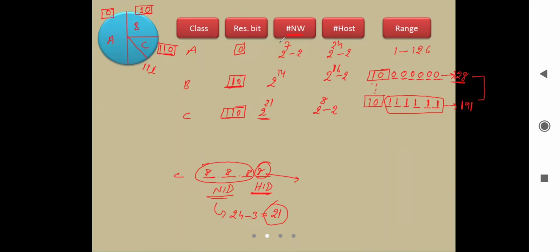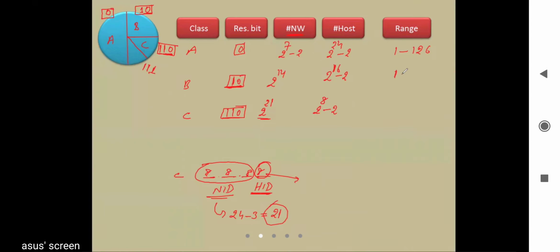Let's see. Now let's see the range. So the range for class B is 128 to 191. Now the range for class C. This is what we can find out with the help of the first octet.